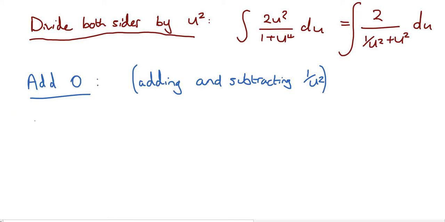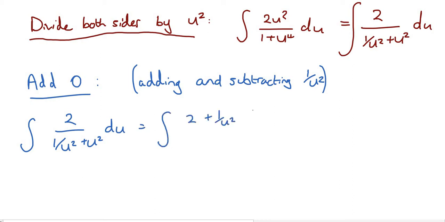So let's do this. We get the integral of 2 over 1 over u squared plus u squared du equals the integral of 2 plus 1 over u squared minus 1 over u squared, over 1 over u squared plus u squared du. It's easy to see that these integrals are the same, as these two terms cancel out.